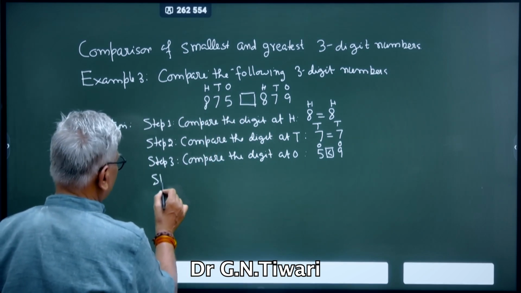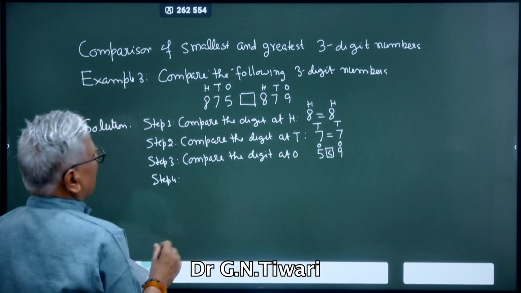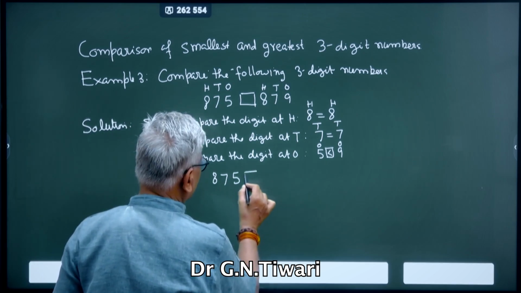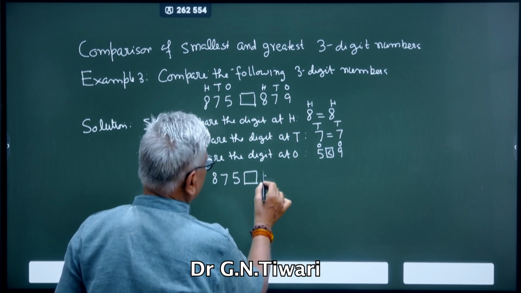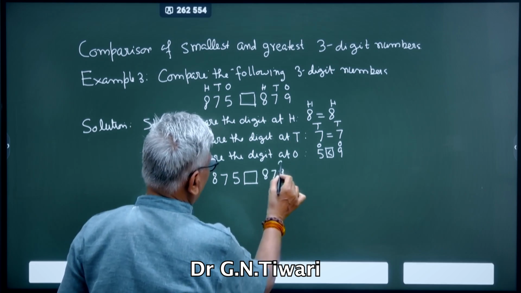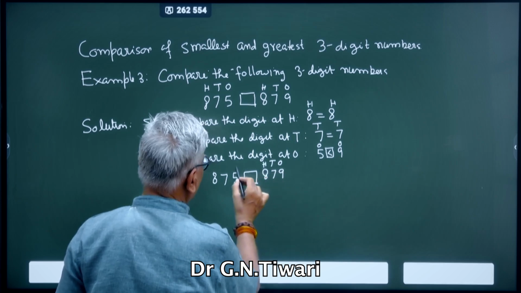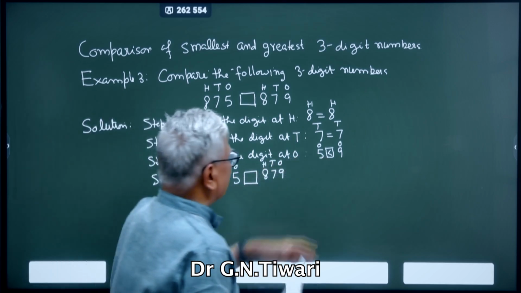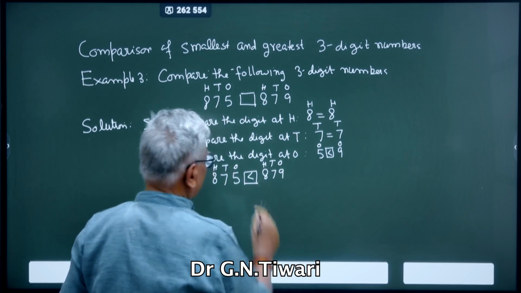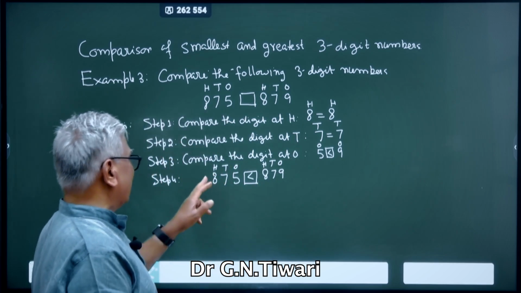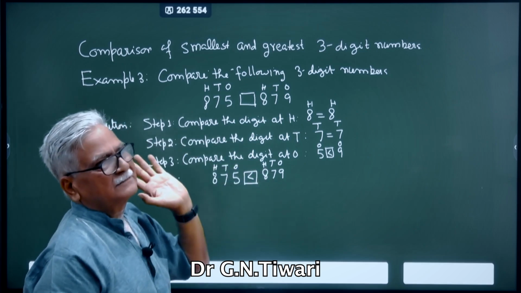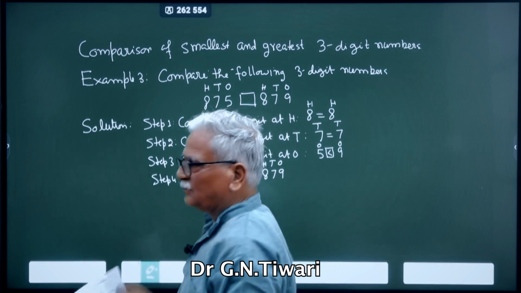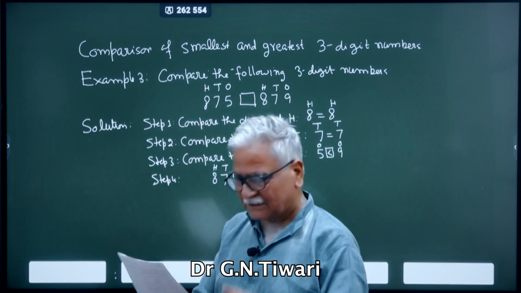Step 4. That 875 and 879, OTH. That means the number containing 9 is more than that. You can say this, or you can say that 875 is less than 879. That is the third example which I have given to you for a comparison of 3-digit numbers.